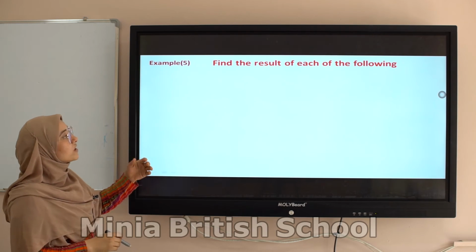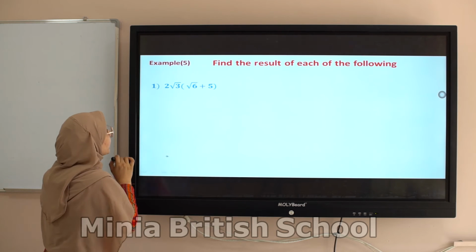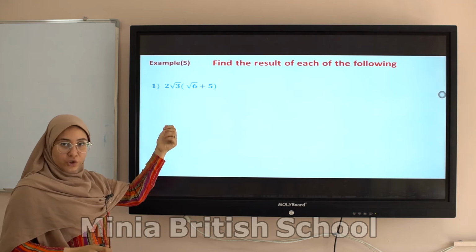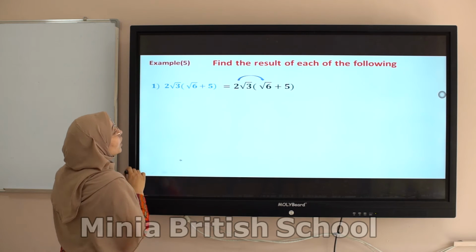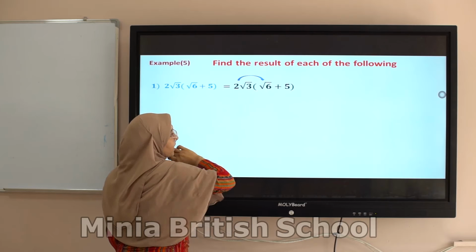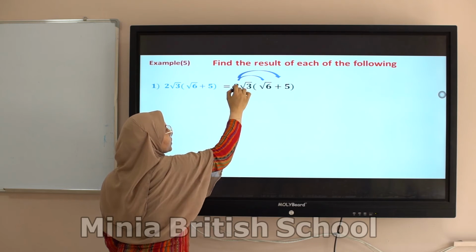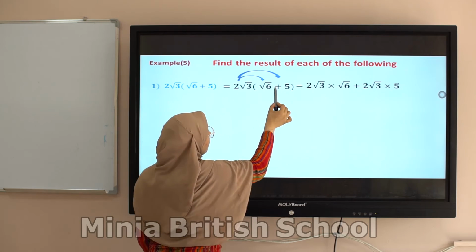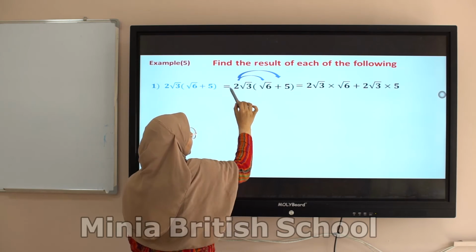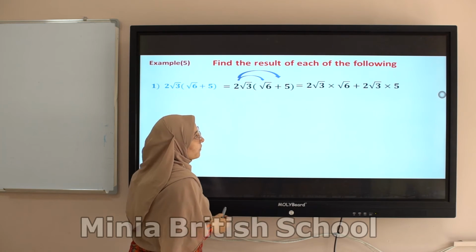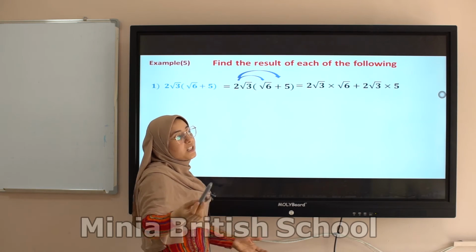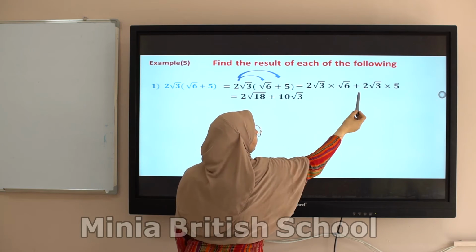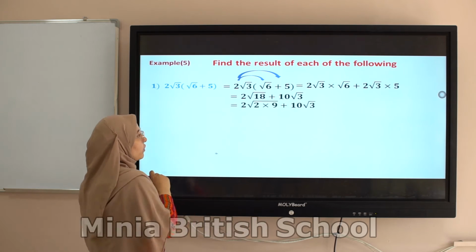Example number 5, find the result of each of the following here. 2 root 3 times root 6 plus 5, the distribution part, okay? So I will multiply 2 root 3 with root 6, then I will multiply 2 root 3 with 5. Equals 2 root 3 times root 6 plus 2 root 3 times 5, okay? Root 3 times root 6 equals root 18, okay? 2 root 18 plus 10, 2 times 5 equals 10 root 3.